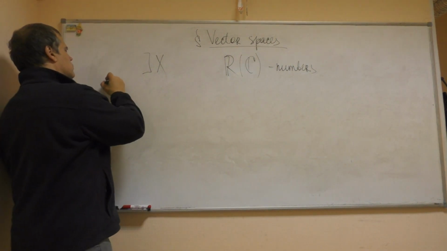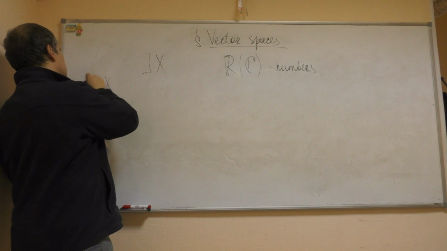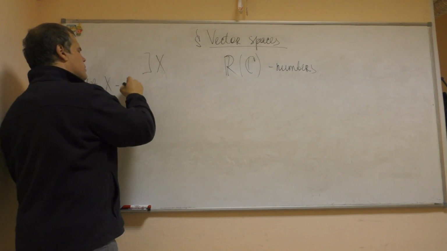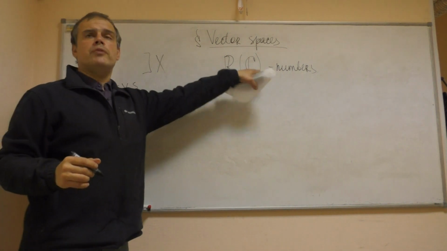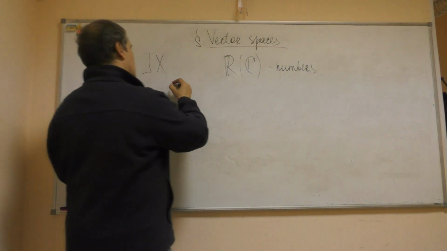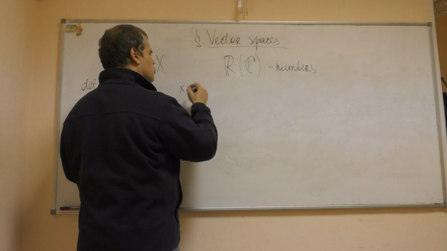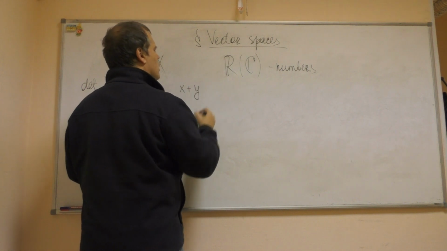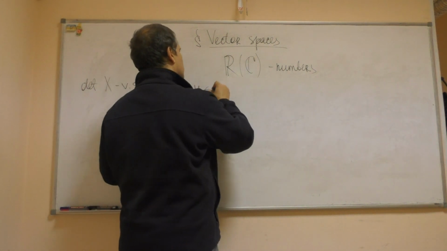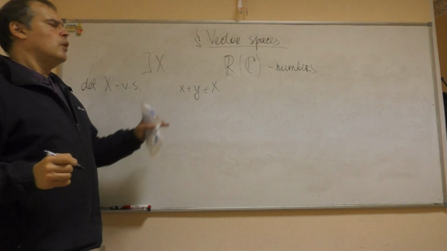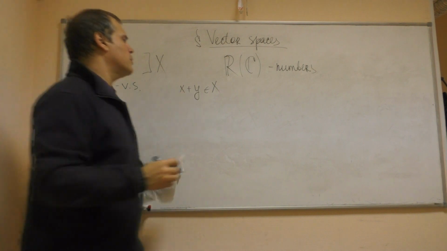We will call X a vector space over this field or this field, if for each two elements from X we can correspond another element from X, which is called the sum of these elements.